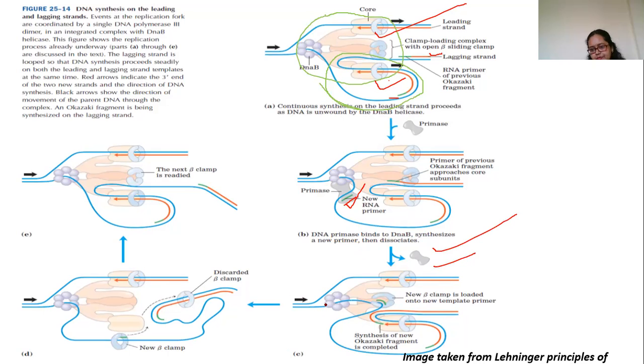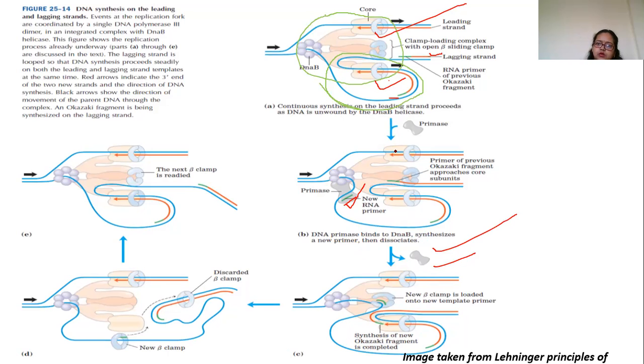Now, what would happen? These two segments are synthesized. Once this is completed, the third one would start the synthesis of the next Okazaki fragment. Till here the things are clear now.